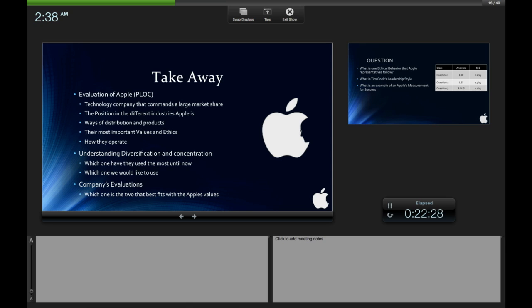We also talked about the positions in the different industries that Apple is in, the ways of distribution and products, their most important values and ethics, and how they operate. We also looked into understanding diversification and concentration. We discussed which one they have used the most until now and which one we would like to use. Also, the company evaluation, which two best fit with Apple's values. It's going to be Everlane for the clothing, and then Nike with the iWatch, and so on.